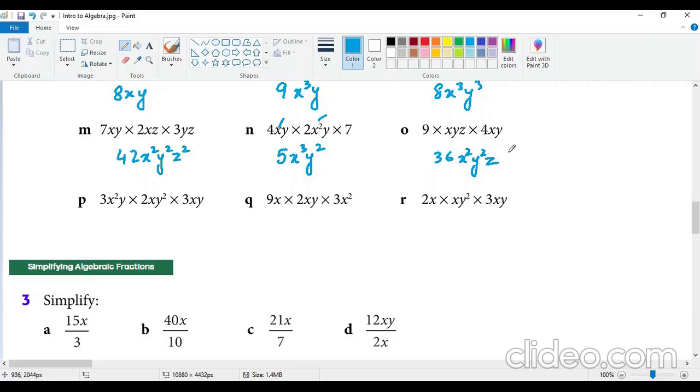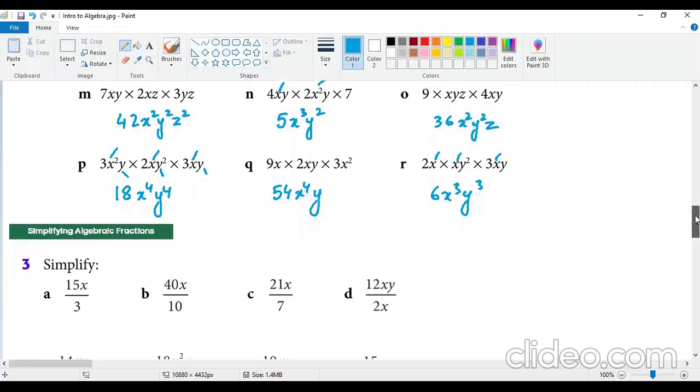3 times 2 is a 6, 6 times 3 is an 18, and you have x squared, this x and this x. So it's going to give us x to the power 4. You have y squared and y, that means y also to the power 4. 2 times 3 is 6, 6 times 9, 54. You have 4 x's and you have only one y as an answer. 2 times 3 is a 6, and you have x cubed, 1, 2, and 3. And you have y also cubed.